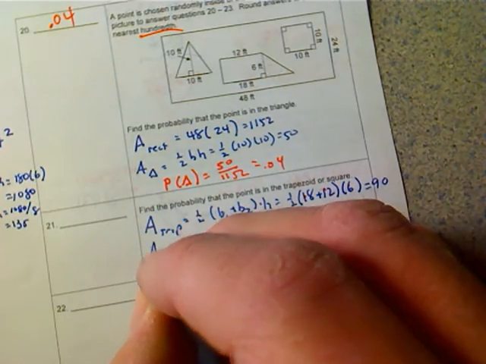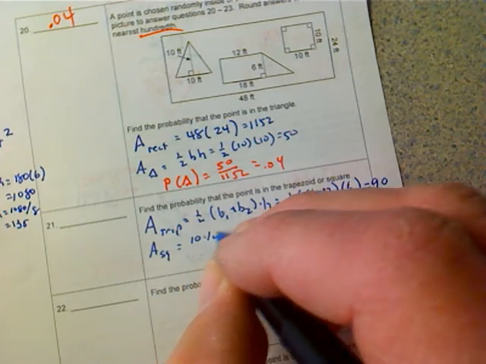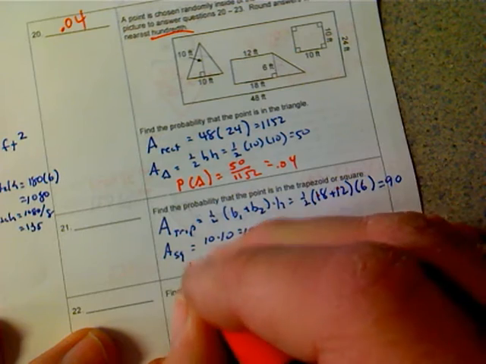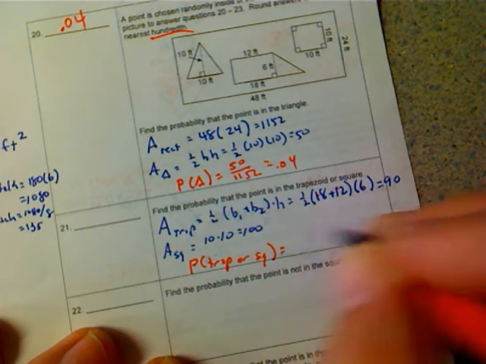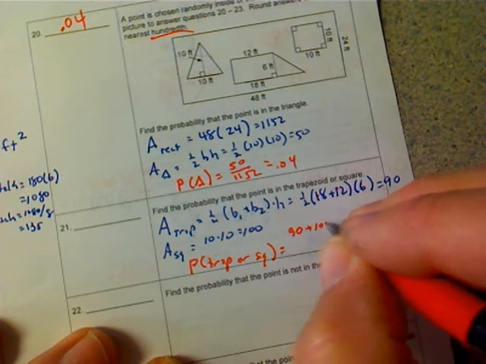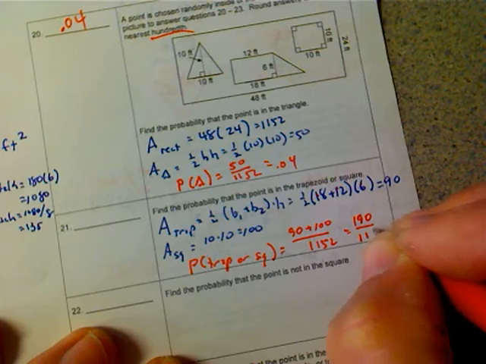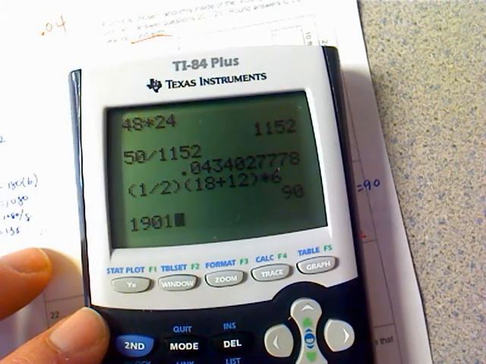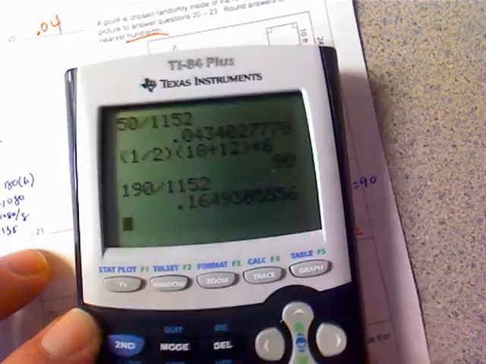And the square is 10 times 10, or 100. So now the probability it's the trapezoid or the square is 90 plus 100 over 1152, or 190 over 1152. That's 0.16.